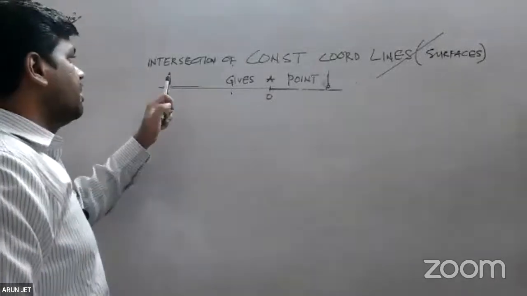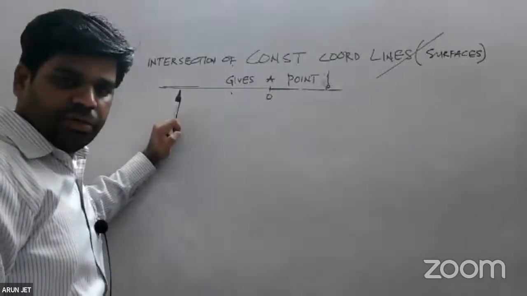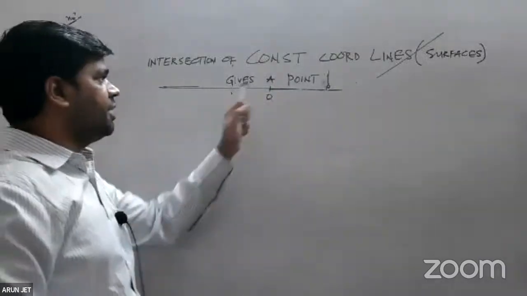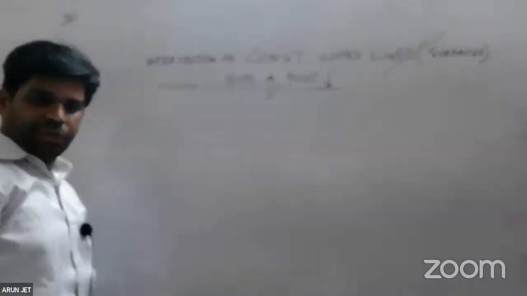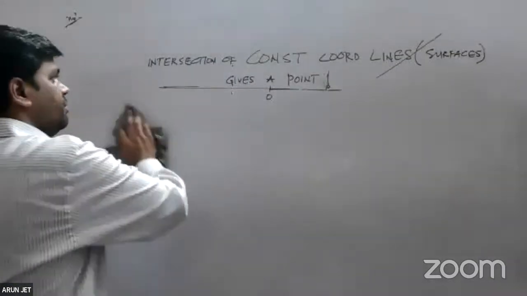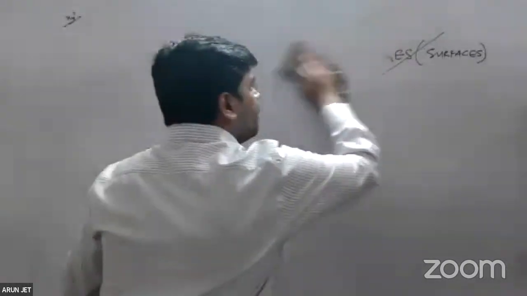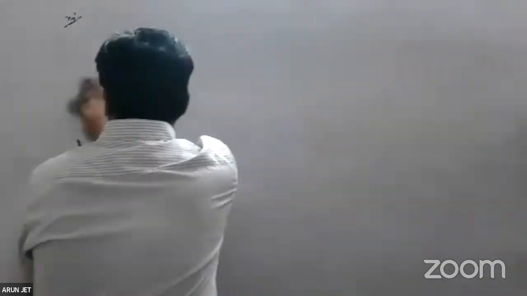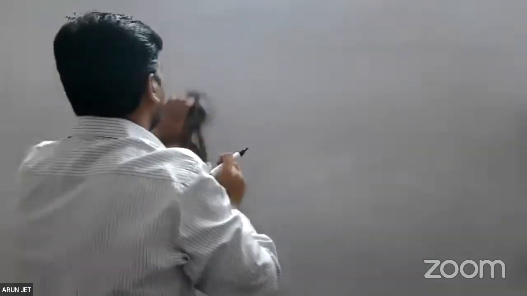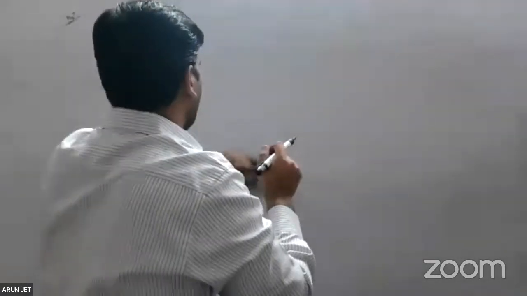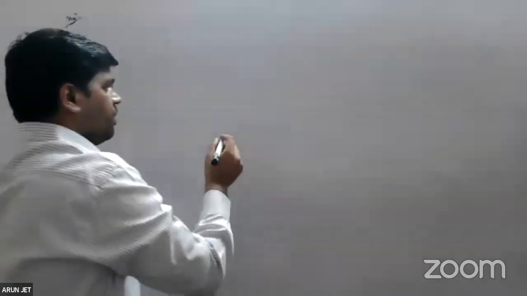Have you noted this point in the footnote or wherever comfortable for you? Intersection of constant coordinate lines gives a point. It would be better in a footnote actually.